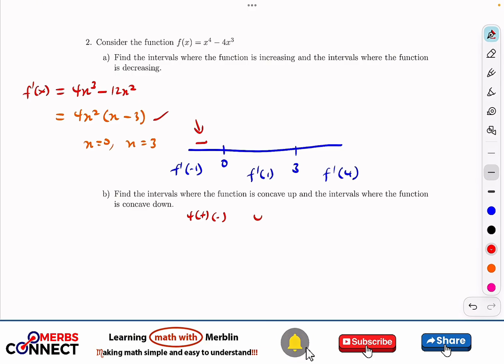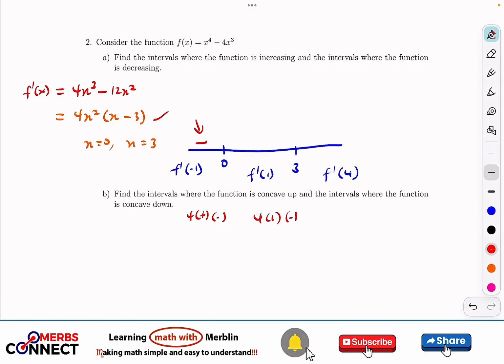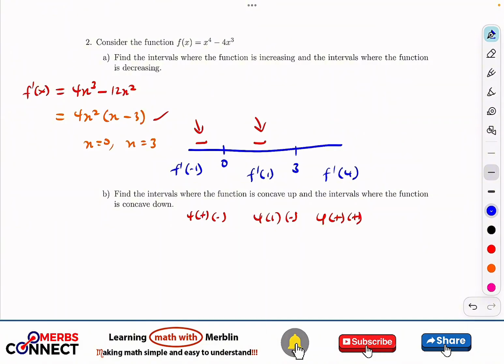Plug in 1. Already this is positive, so it's going to be positive. When I plug in 1 here, this is still going to be negative. So I still have negative, and this is going to decrease. Plug in 4. This will be positive, and then positive again, because this will be positive, and this one too will be positive. So now this is going to be positive, and this is going to be increasing.